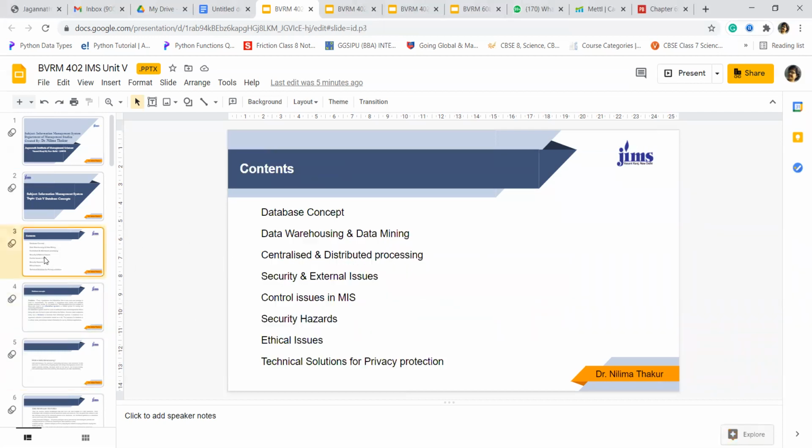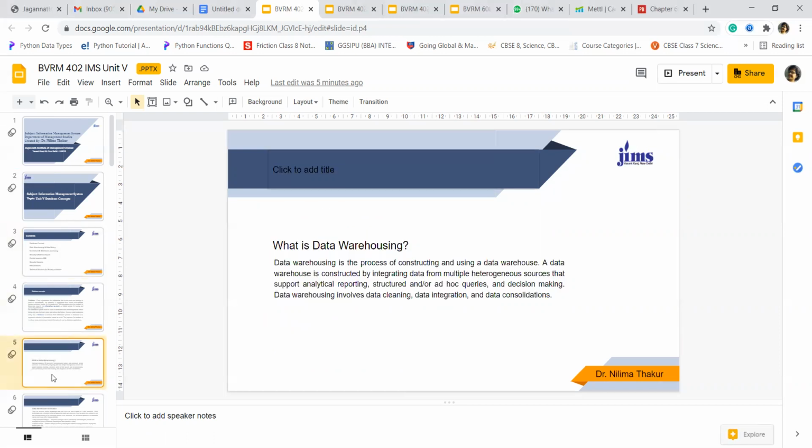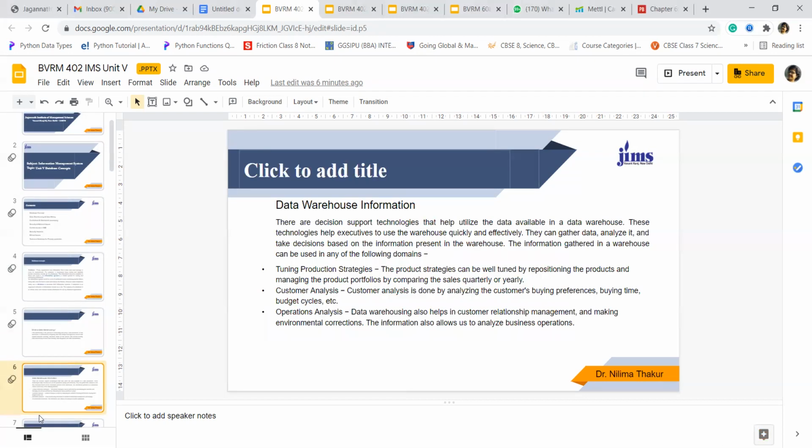Coming down to the second topic, that is data warehousing. Data warehousing is the process of constructing and using a data warehouse. A data warehouse is constructed by integrating data from multiple heterogeneous sources that support analytical reporting, structured or ad hoc queries, and decision making. Data warehousing involves data cleaning, data integration, and data consolidation.